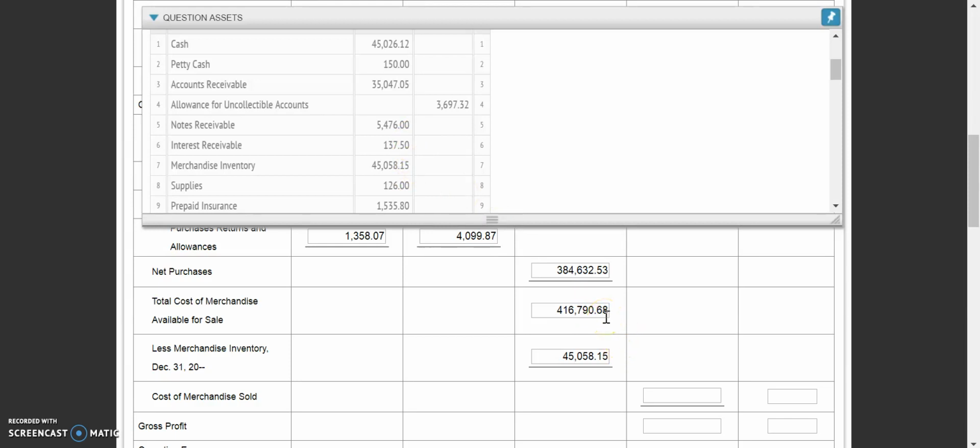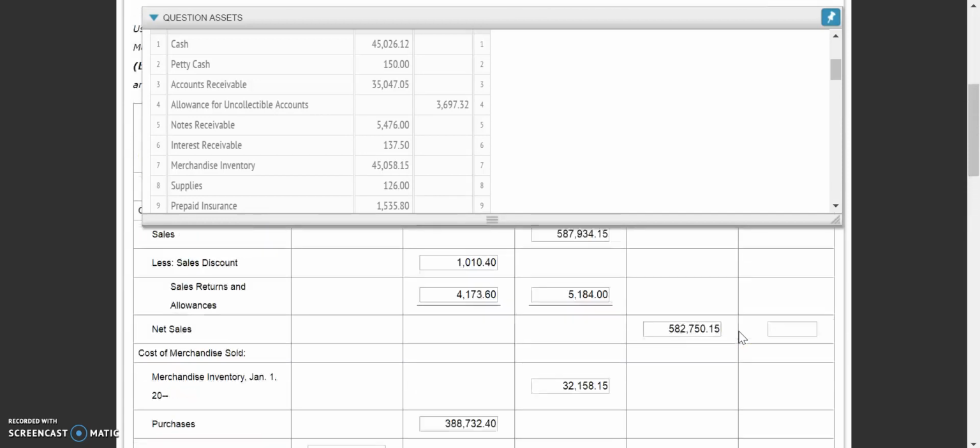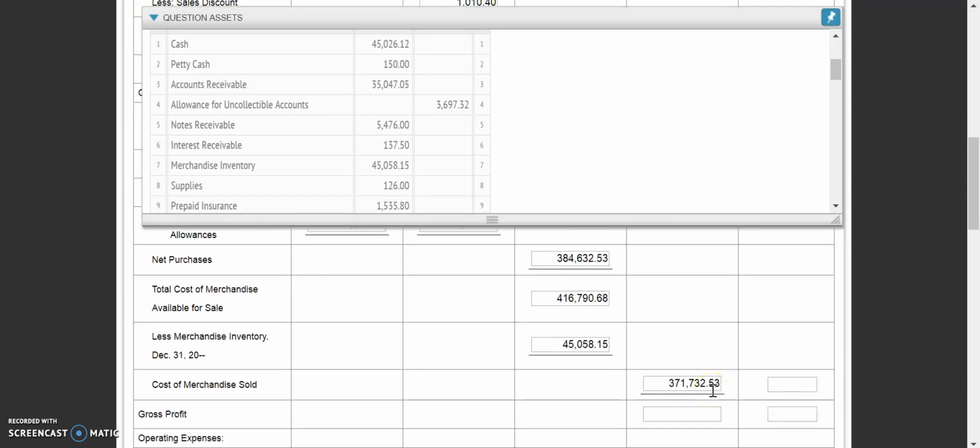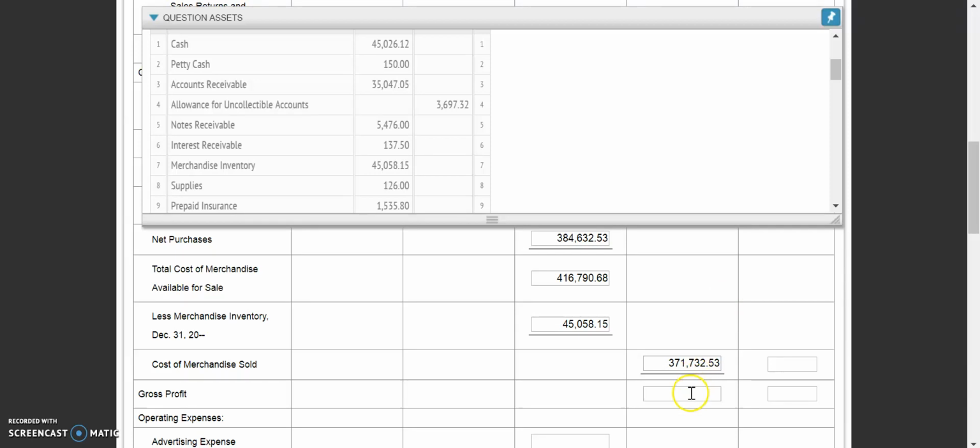So we take our cost of merchandise available for sale and we subtract out our merchandise inventory and we get 371,732 and 53 cents. Now, in order to find our gross profit, remember that gross profit is our net sales subtracted by our cost of merchandise sold. So when we do that, we take net sales minus cost of merchandise sold, we get gross profit of $211,017.62. So that's our gross profit.